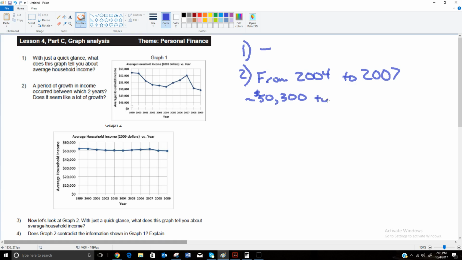And then it went to, this year is easier to read because it looks like it's almost exactly on 52,000. We don't know that it's exactly. It could be $52,050 or 51,950. It's hard to tell those types of small changes from a graph. But since it does look like it's right on that line, we'll go ahead with 52,000.